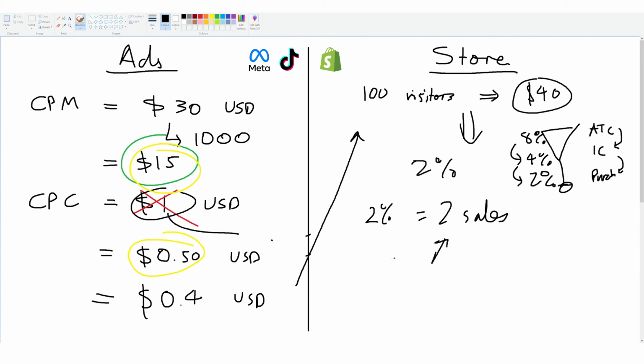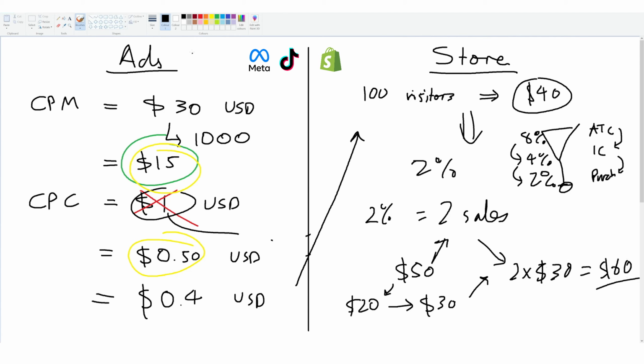And let's just say your average order value is around $50. And then your cost of goods is around $20. That would mean your profit is $30 per sale. So 2 sales times $30 is $60 profit. Now this profit is going to cover this. Now you're going to be left with $20 profit per 100 visitors. And that there is how you're going to scale your business.